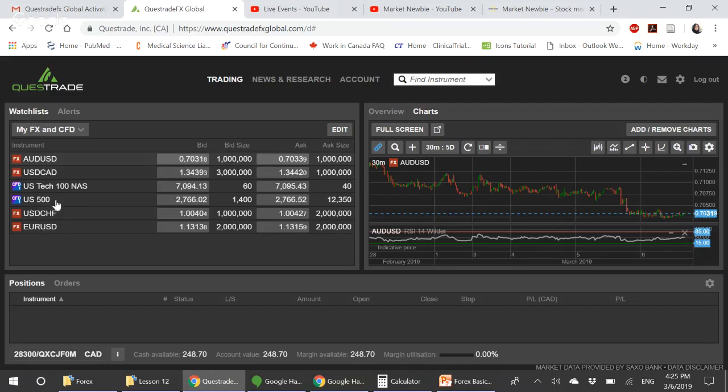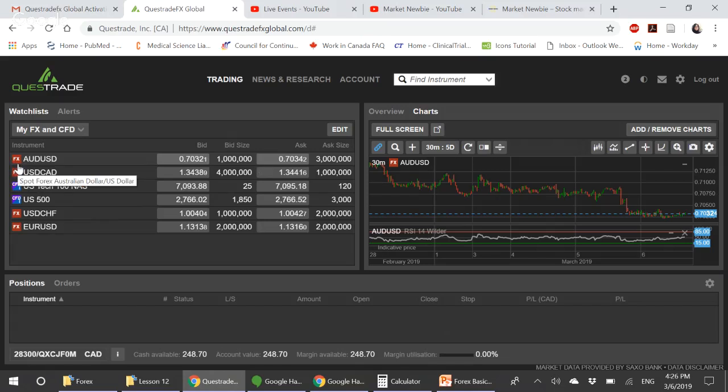And in between, you can see 2 CFDs: US Tech 100, which is a very famous CFD that tracks the technology market, and then US 500 that follows the S&P 500. But disregard these two. Let's stick to these 4 red icons here.